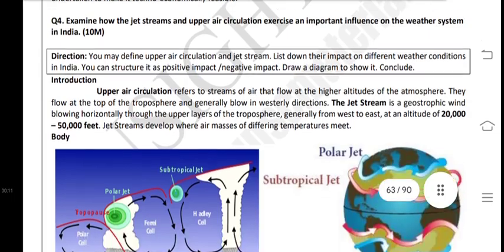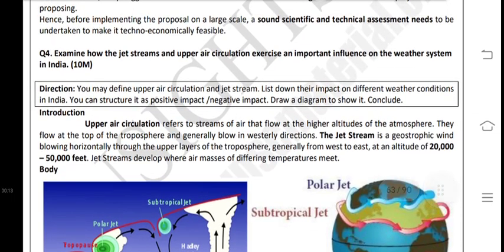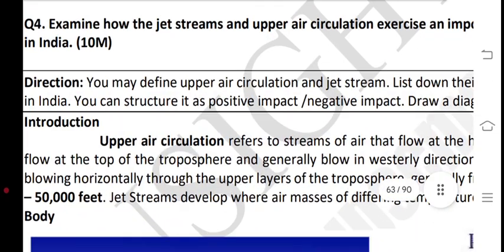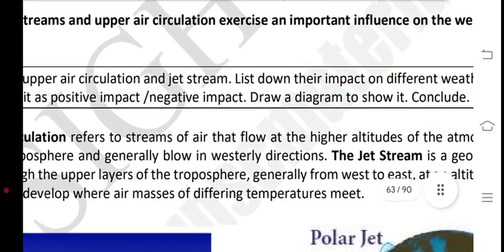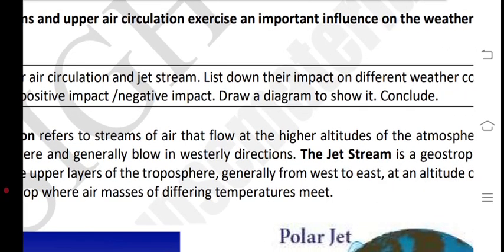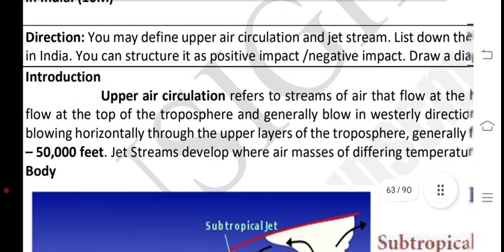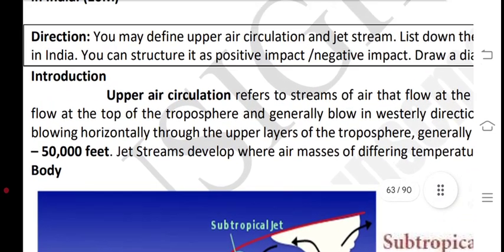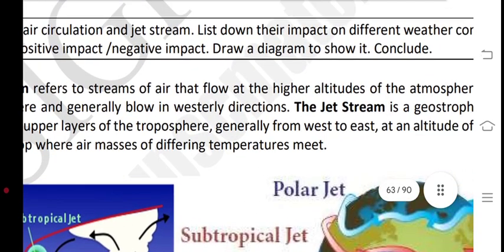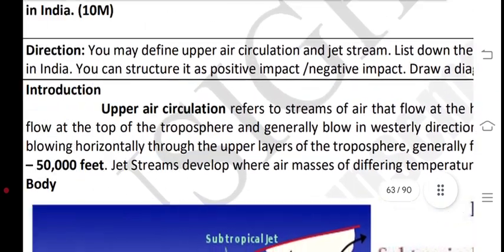Hello everyone, we are going to discuss this question: Examine how the jet stream and the upper air circulations exert an important influence on the weather in India. 10 marks, 10 minutes. Directions: you may define the upper air circulations and jet stream and list down their impact on the different weather conditions.